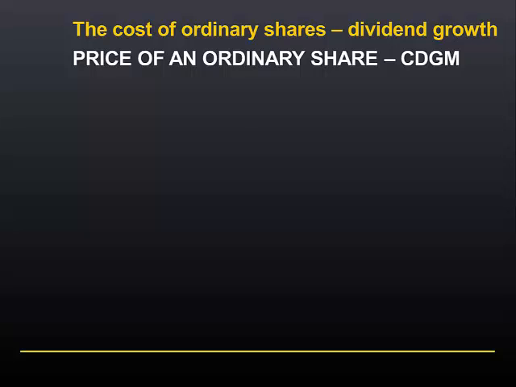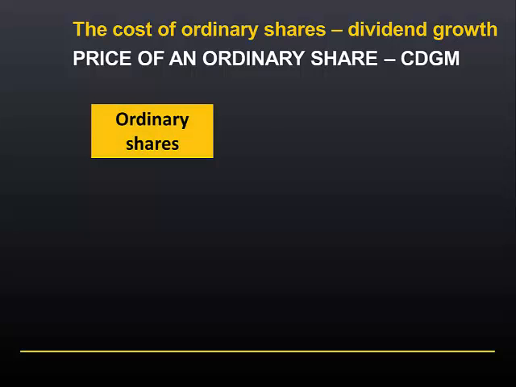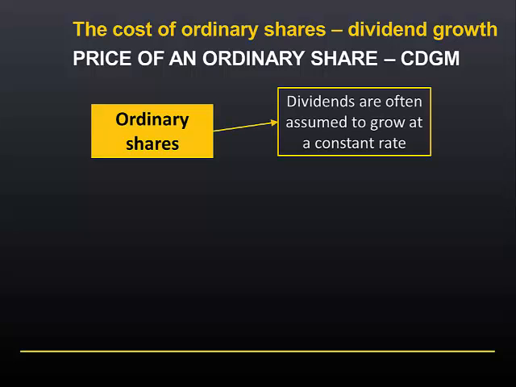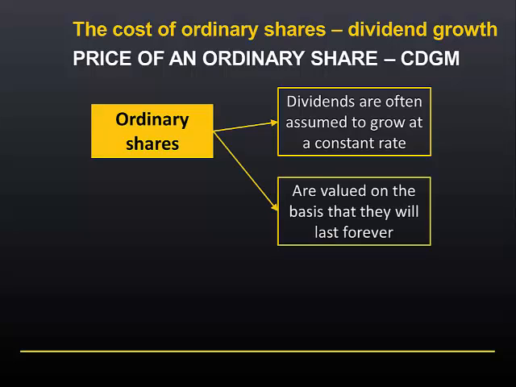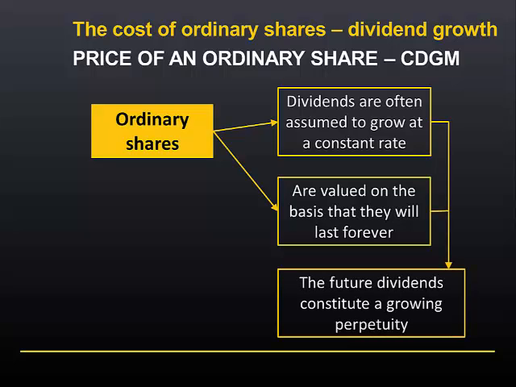As is the case with preference shares, in order to calculate the price of an ordinary share, we need to make some sort of assumption about the future pattern of cash flows. The dividends from an ordinary share are typically assumed to grow at a constant rate. And like preference shares, they are valued on the basis that they will last forever. Based on these features of an ordinary share, the future dividends constitute a growing perpetuity.